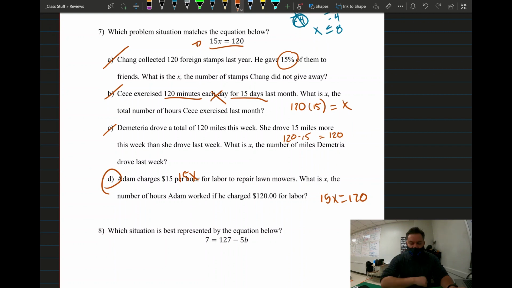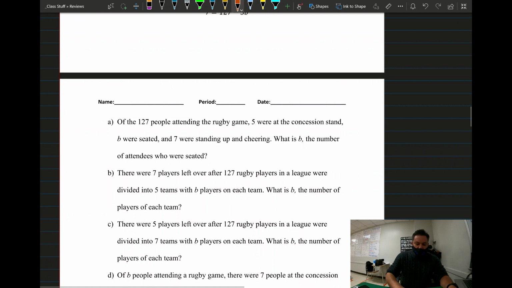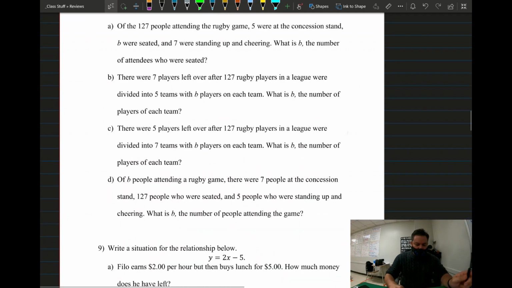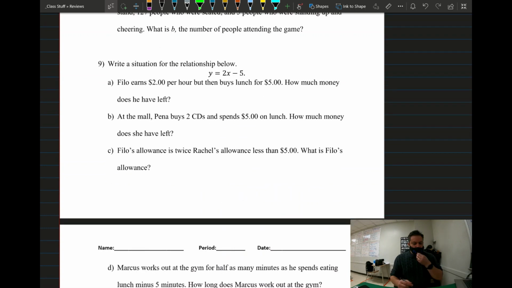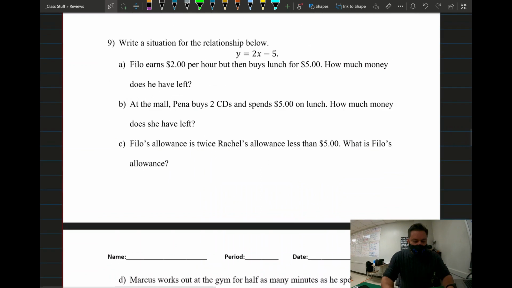Now, I'm going to skip number 8 because the wording is not correct, although I think it's going to be B. Number 9, write a situation for the relationship below. Just like number 7, we're going to match that equation to the scenarios. y equals 2x minus 5. So something times 2, and then you take 5 away from that to get a total. A. Philo earns $2 per hour, but then buys lunch for $5. How much money does he have left?